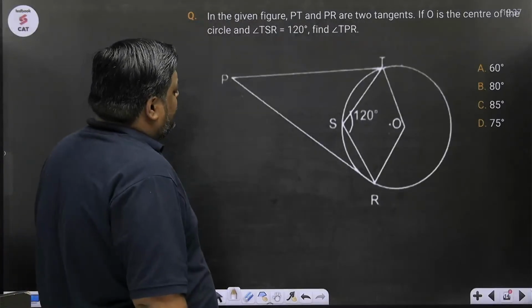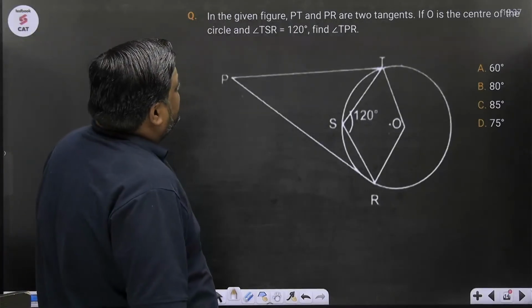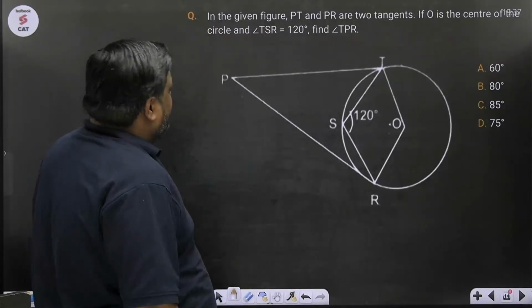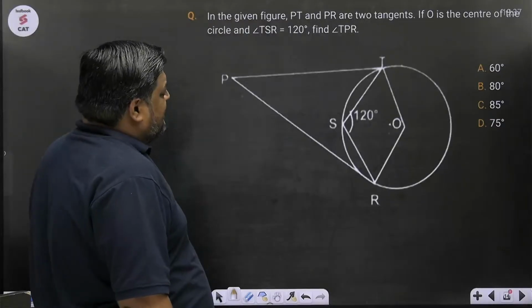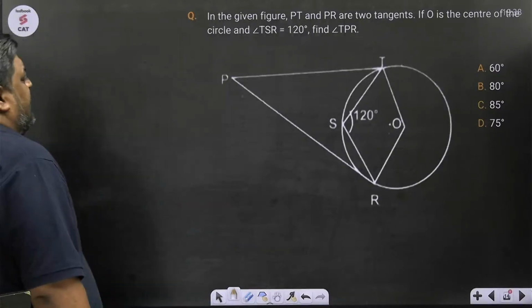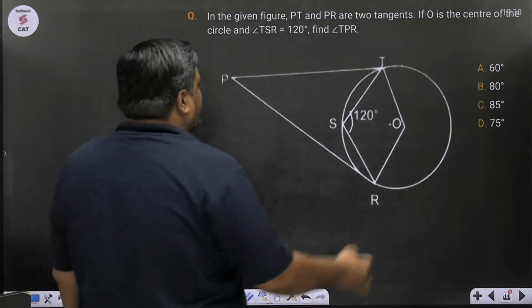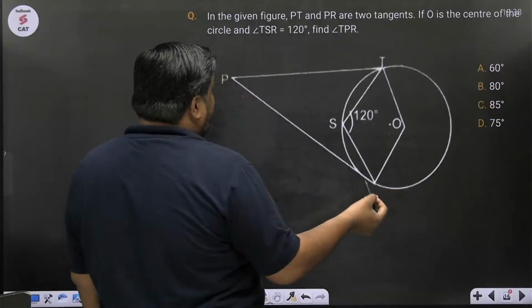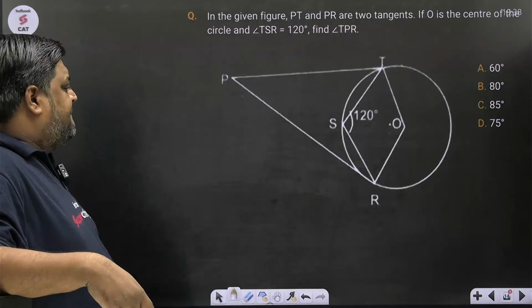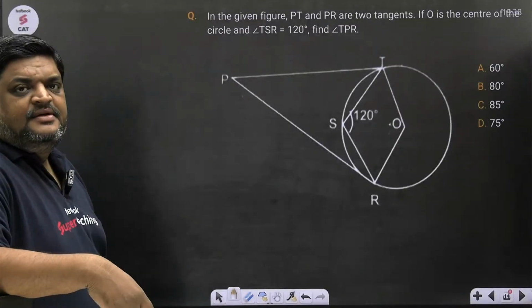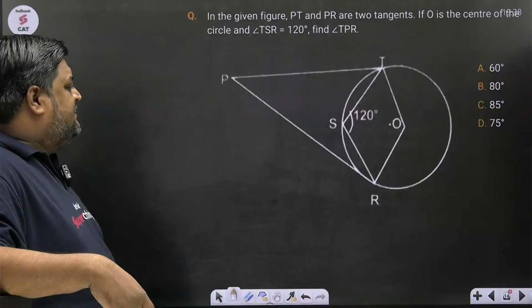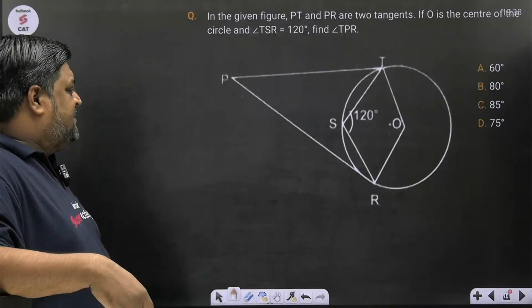PT and PR are two tangents. Very good. If O is the center of the circle and angle TSR is given as 120, you have to find angle TPR. Okay. What could be done over here? What can we do?